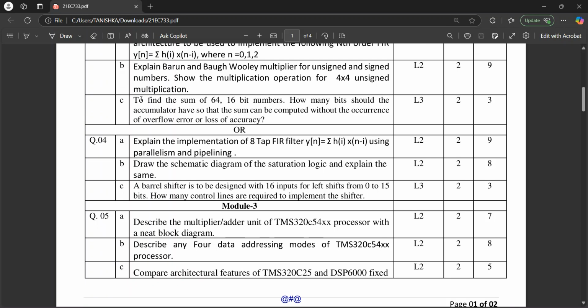And one more problem, that is to find the sum of 64 16-bit numbers. How many bits should the accumulator have, so that the sum can be computed without the occurrence of overflow, error or loss of accuracy?